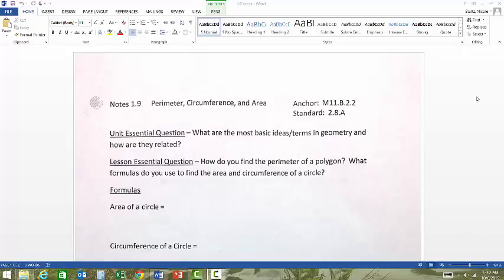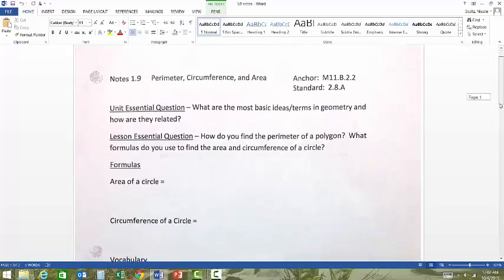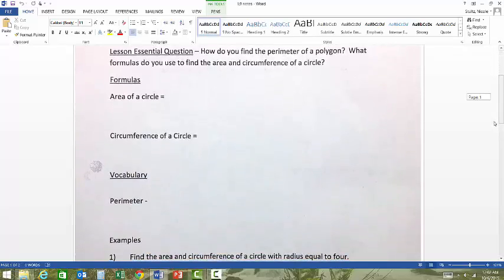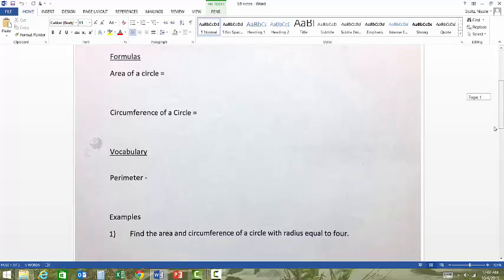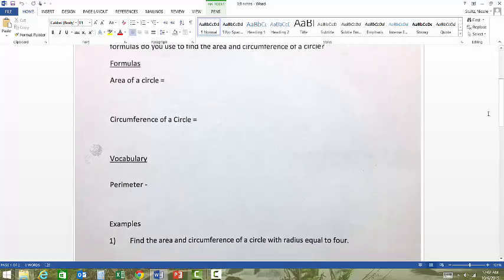Today we're going to talk about perimeter, area, and in correspondence with circles, circumference. Maybe some of this might be review from middle school and maybe some of it might be new. But we are going to be doing some complicated problems later on throughout the year, so it's really important that we understand our basics.